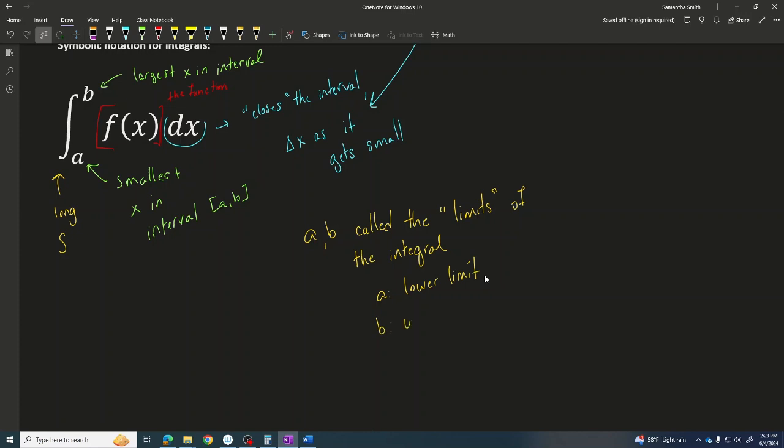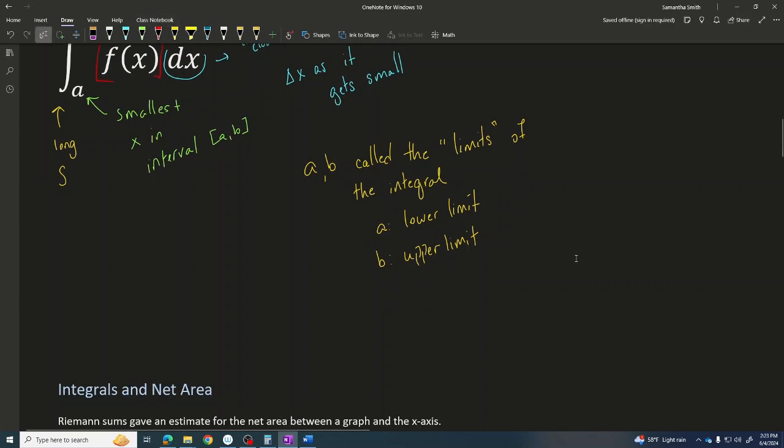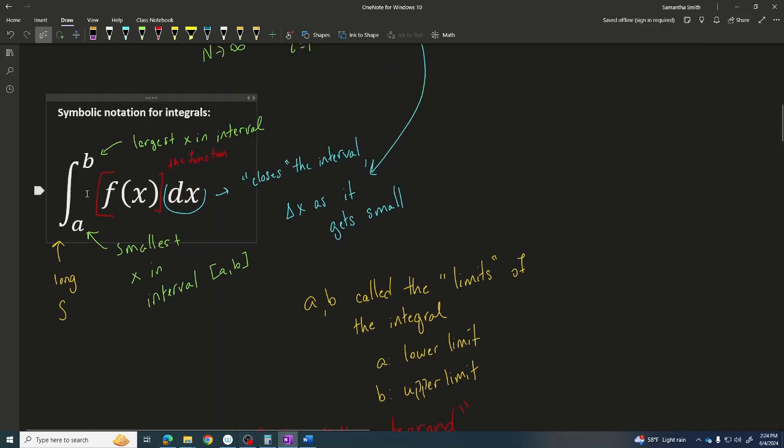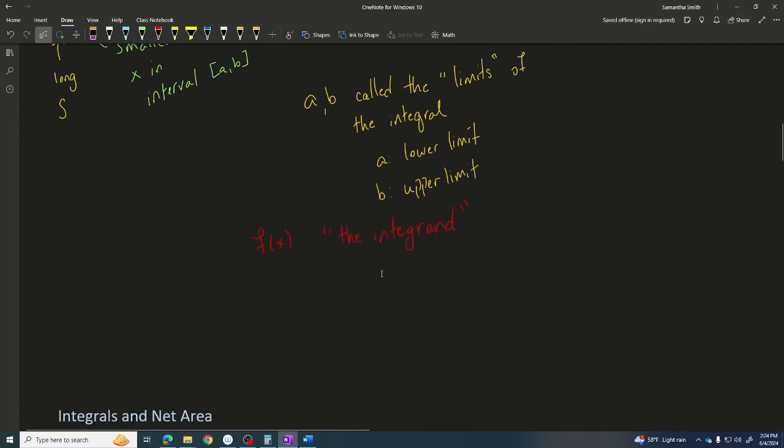B here is called the upper limit of the integral, or the upper limit of your x's, put another way. Additionally, we have a name for this quantity on the inside of the integral. This function that you are taking the integral of is called the integrand. The function that is a part of your integral, the function on the inside, this is the integrand.